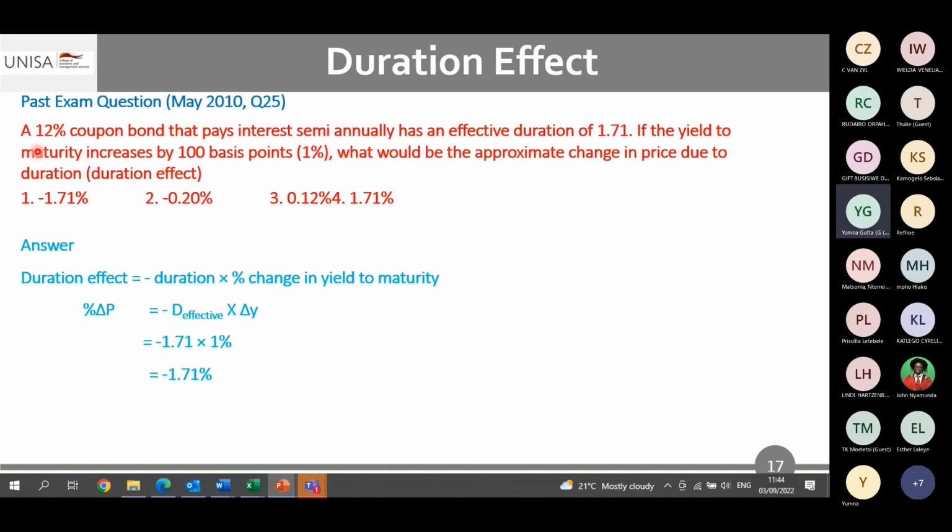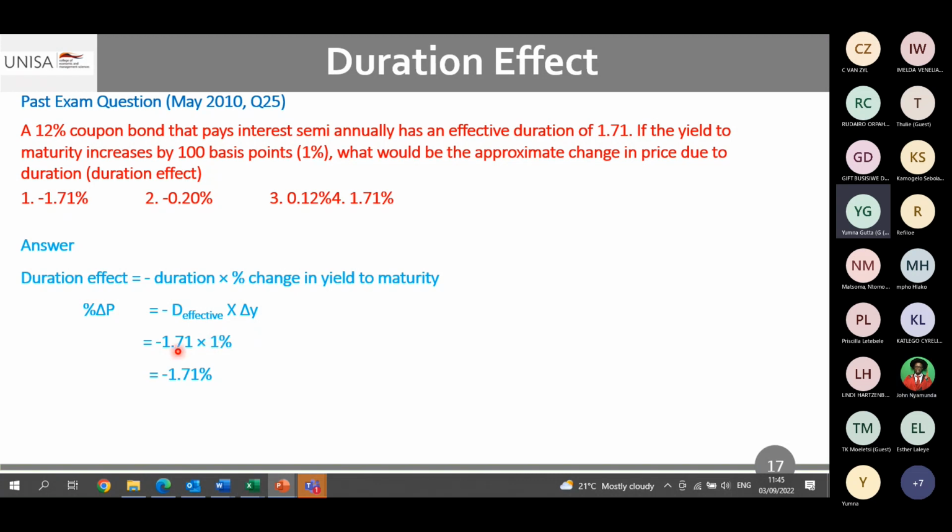So we have a 12% coupon bond that pays semi-annually and has an effective duration of 1.71. If the yield to maturity increases by 100 basis points, which is 1%, what would be the approximate change in price due to duration? So what we do is we go to our duration effect formula. Negative duration, so our duration was 1.71 multiplied by the change in Y. So our change was 1%, right?